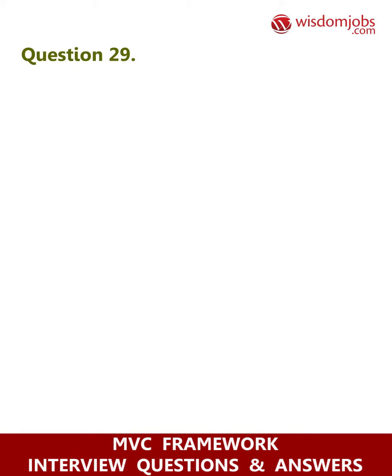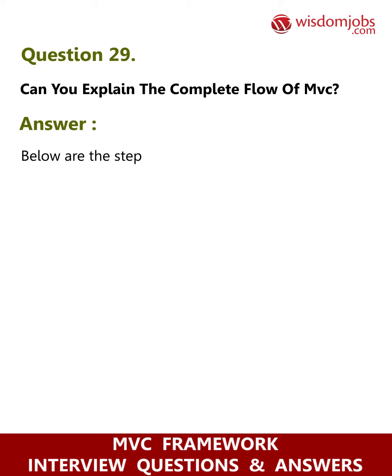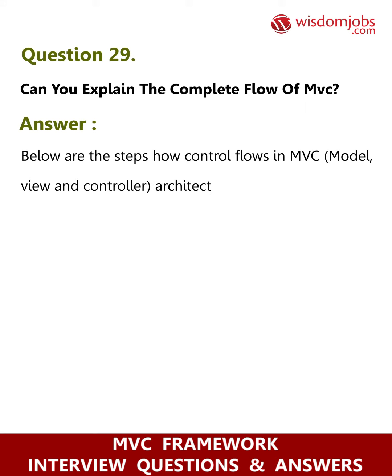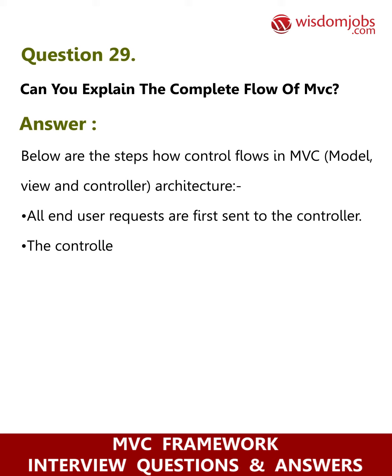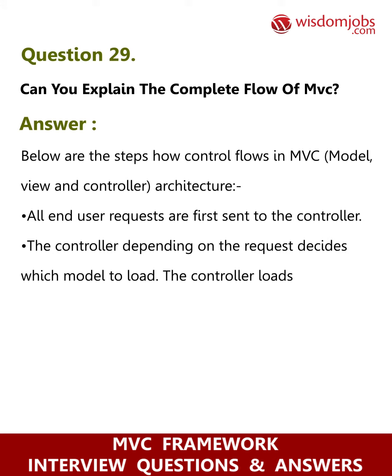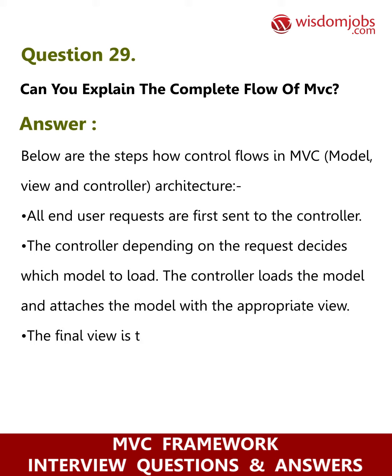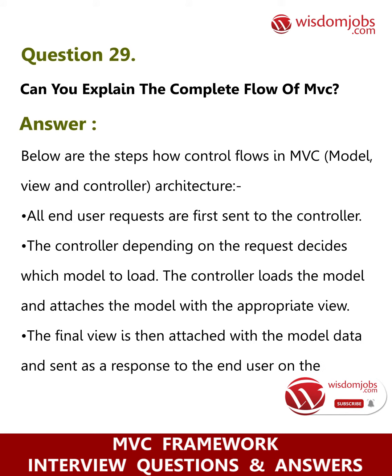Question 29. Can you explain the complete flow of MVC? Answer. Below are the steps of how control flows in the model, view and controller architecture. All end-user requests are first sent to the controller. The controller, depending on the request, decides which model to load. The controller loads the model and attaches the model to the appropriate view. The final view, attached with the model data, is then sent as a response to the end user on the browser.